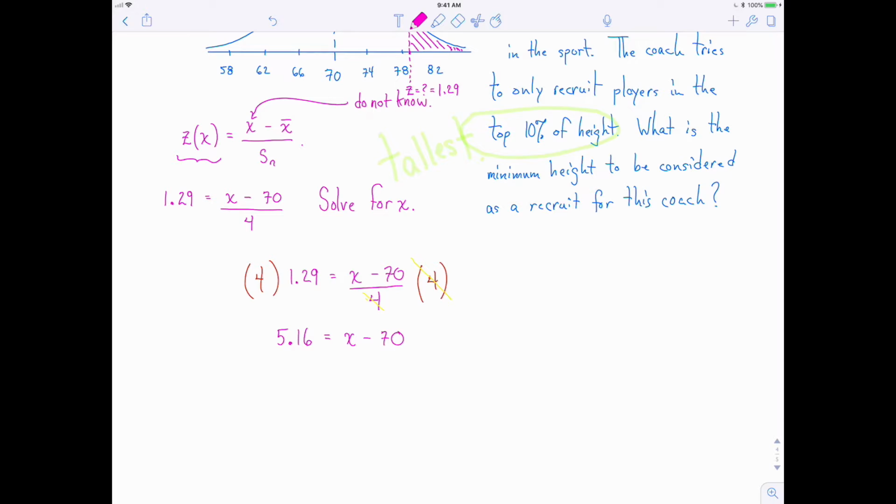Now, remember, we want x by itself. So on the right-hand side, I have negative 70. Well, I want to cancel that. So I could cancel a negative 70 with a positive 70. So what we're going to do is add 70 to the right-hand side. So plus 70. And remember, the rule is then you need to do that on the other side as well. So we've done that. And now I have 75.16 equals x. And that's the answer.